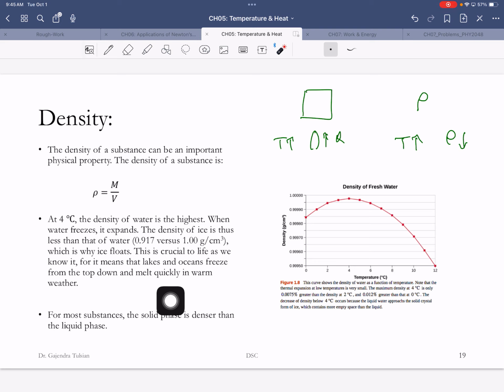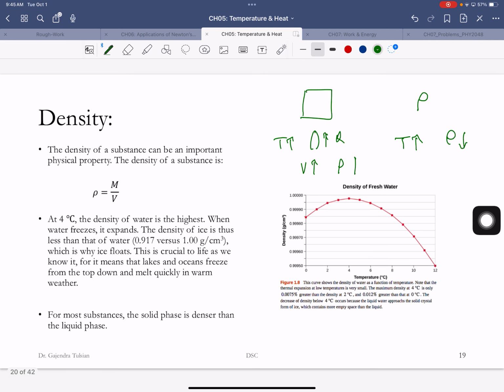So here's an important point. This was sort of a long story we saw. When you heat an object, when you increase its temperature, for normal substances, its volume increases, and density, which is mass divided by volume, decreases. So for almost all substances, when you increase temperature, volume increases and the density decreases.